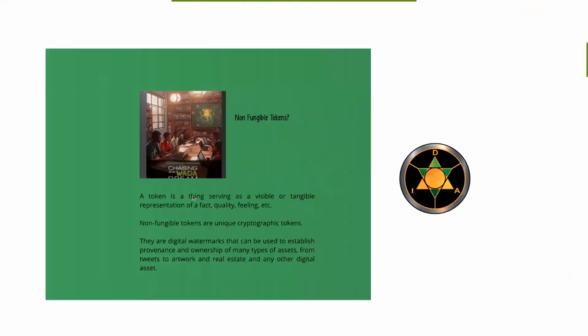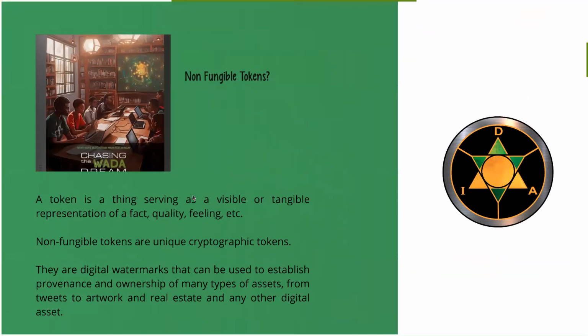So now let's move on to how we can use this technology to solve specific problems. So first of all, non-fungible tokens. As we said, it's a thing that serves as an invisible or tangible representation of some sort of a fact, a quality, a feeling, etc. So they are obviously unique because we can use the cryptographic aspect of the blockchain to make them unique. They are kind of like a digital watermark.